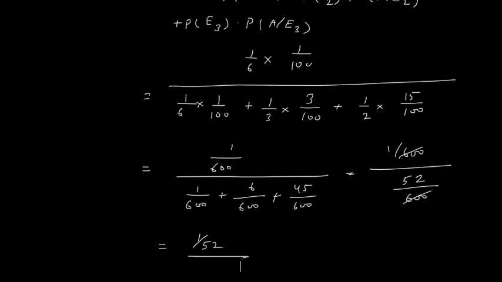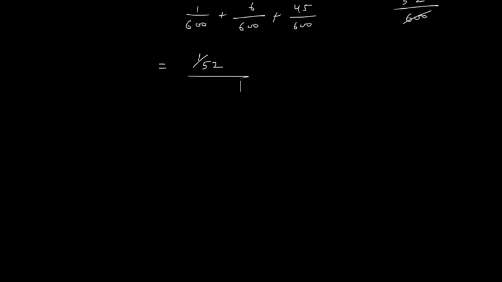So we can say that therefore the required probability is equal to 1 divided by 52.